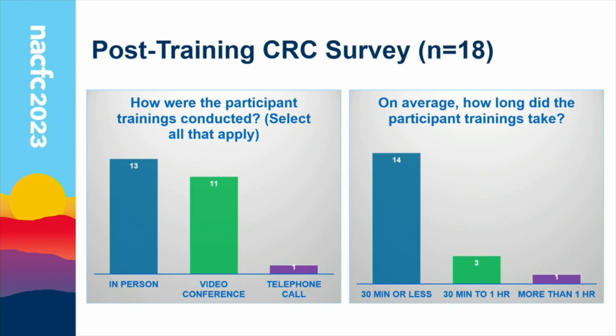Now, after the CRC had trained at least 2 participants, we sent them the post-training survey. And the smaller N is due to the fact that not all the CRCs who were trained on the outreach study actually ended up training research participants. Some were serving as backup RCs in case they were needed.